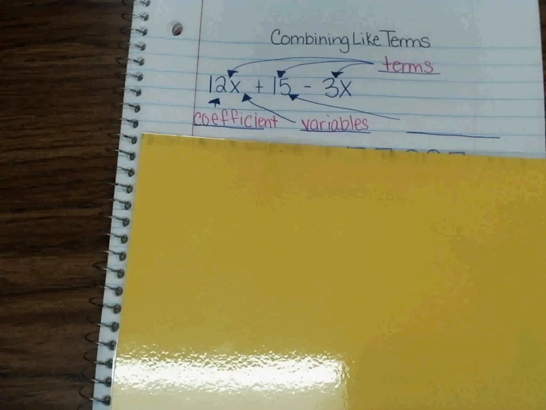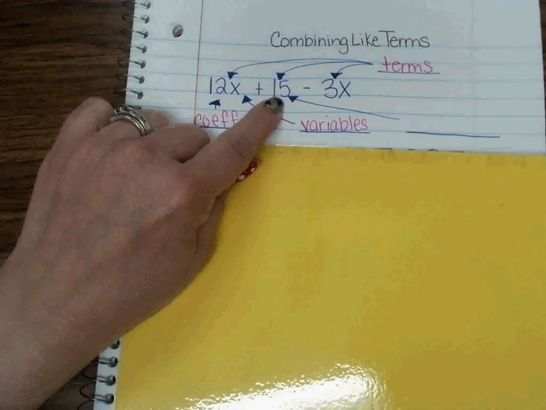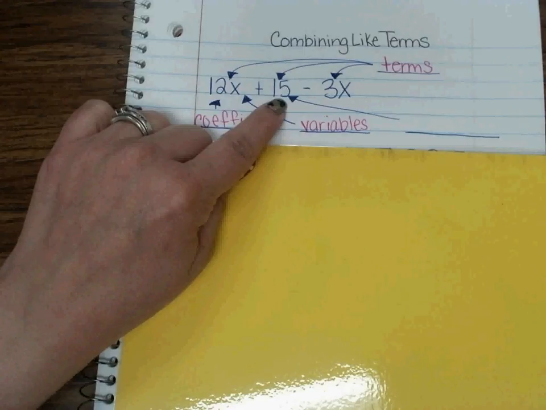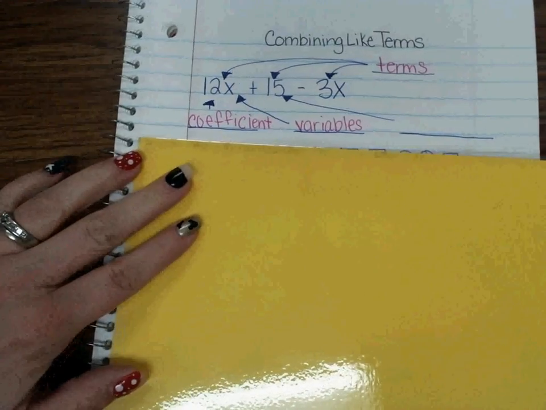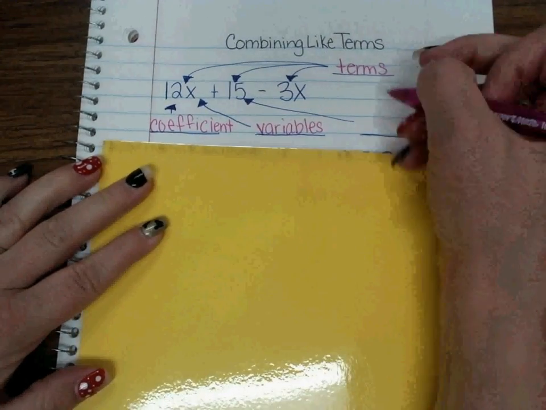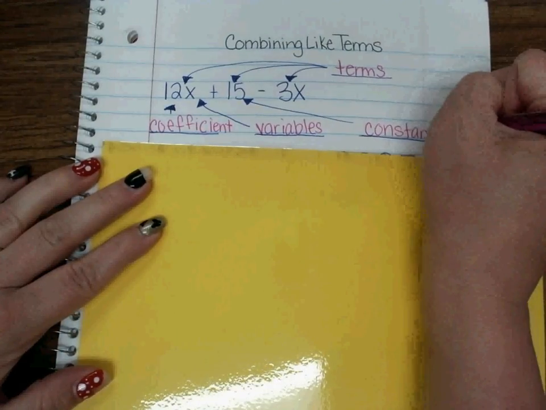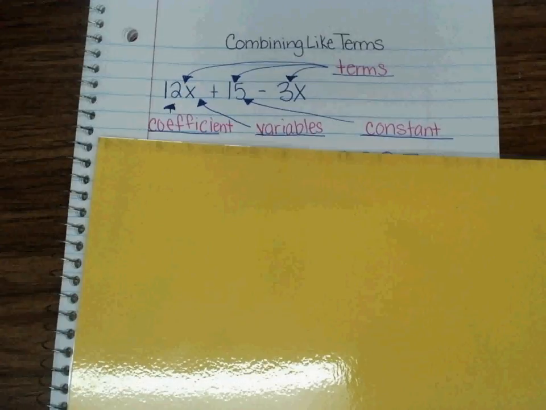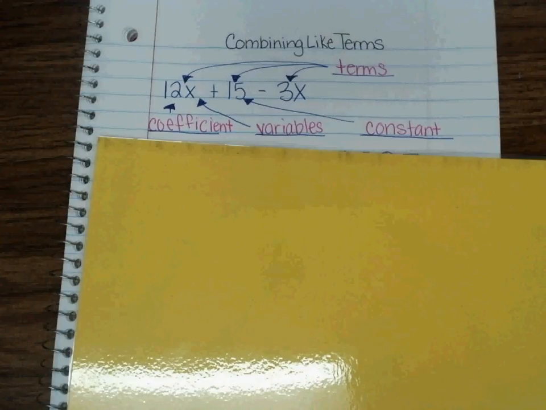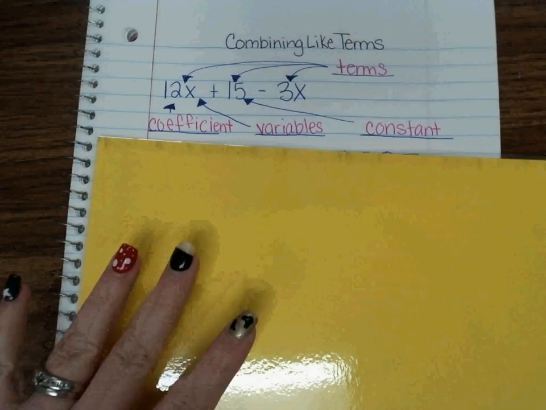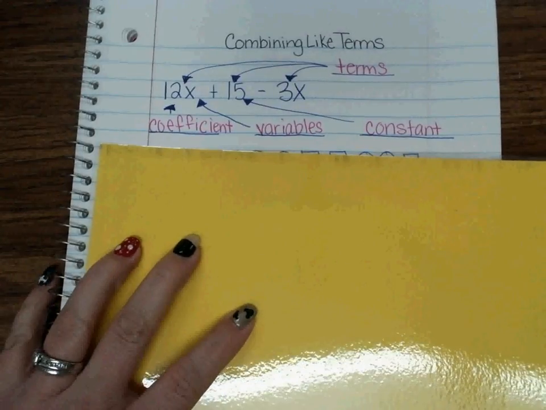And the last part that we have here is 15. Now 15 doesn't have a variable next to it. It is just an integer, and we call those constants. Okay, so each of our parts is a term. The number that's attached to the variable is the coefficient, and the other numbers that are not attached to variables are called constants. Now that we know our parts, let's talk about what we do when we combine our terms.